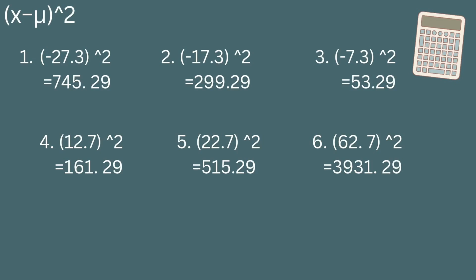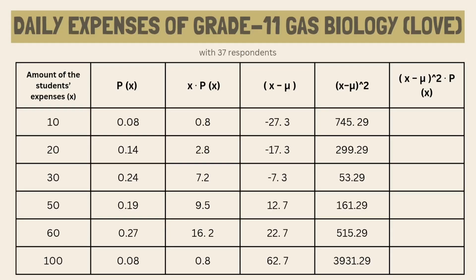Negative 17.3 raised to 2 will result to 299.29. Negative 7.3 raised to 2 will be 53.29. 12.7 raised to 2 will be 161.29. 22.7 raised to 2 will be 515.29, and 62.7 raised to 2 will be 3,931.29. So just as we always do, we will add all the answers to the row which has the corresponding formula of what we have solved.